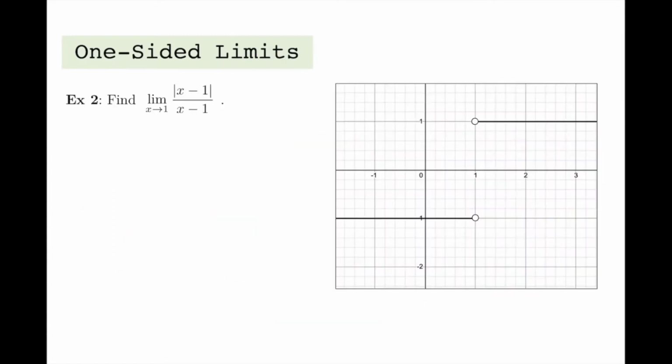Another type of function in which we can sometimes see a limit not existing is a function that involves absolute value. So in example 2, let's find the limit as x approaches 1 of the absolute value of x minus 1 divided by x minus 1. Now, I told you some time ago that the first thing we should try is plugging in a 1 into the function. If we plug in a 1 here, we get the absolute value of 1 minus 1 over 1 minus 1, and that gives us 0 over 0.